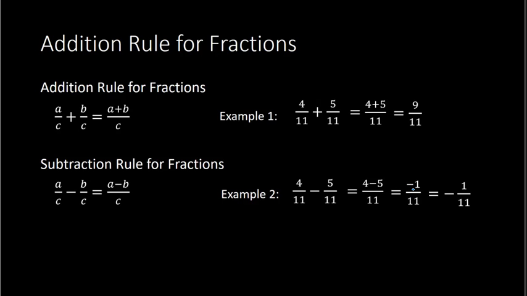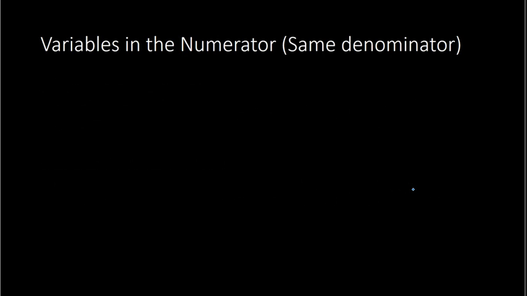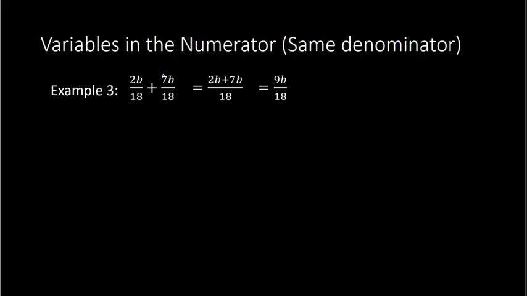So now that we remember how to add and subtract fractions with just regular numbers, now let's work with variables. So here we're going to have variables in the numerator, and we're going to have the same denominator. So example 3, we have 2b over 18 plus 7b over 18. Well, this one is pretty quick because the denominator is already the same, so that means I just add the numerators, 2b plus 7b, which gives me 9b. So I have 9b over 18, and I can divide 9 and 18 both by 9 to get 1b over 2.